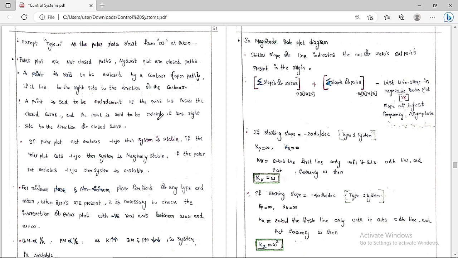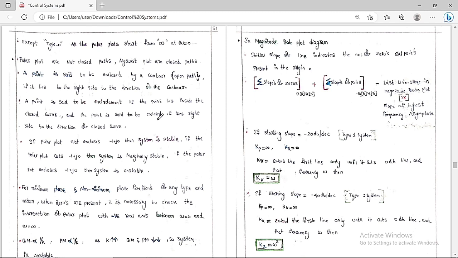Now the next point is, polar plots are not closed paths, whereas the Nyquist plots are closed paths. Polar plots are open plots, whereas Nyquist plots are closed paths. This I already told you. With the help of the polar plot, we are going to draw the Nyquist plot. With the help of four regions, we are going to get a Nyquist plot. Therefore polar plots are not closed paths, whereas Nyquist plots are closed paths.